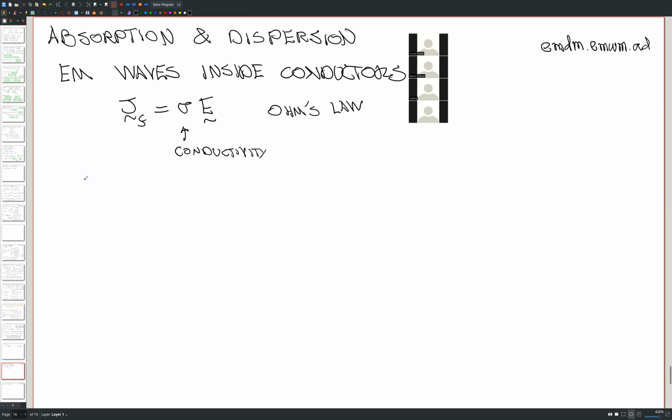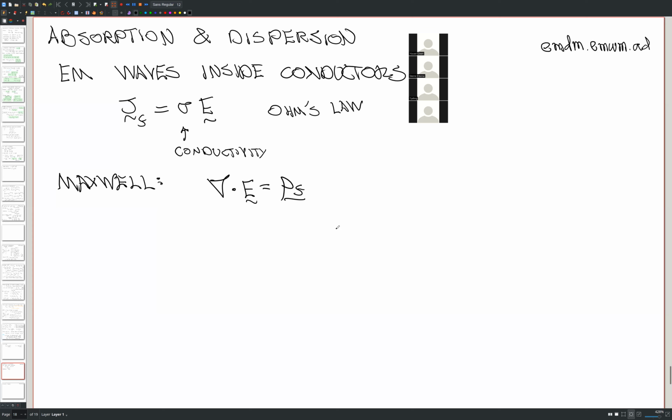So let's just go back to Maxwell and see what Maxwell tells us in those circumstances. Well, what did we have? We still have Gauss's law: div E is rho f. And now we're doing things in matter.